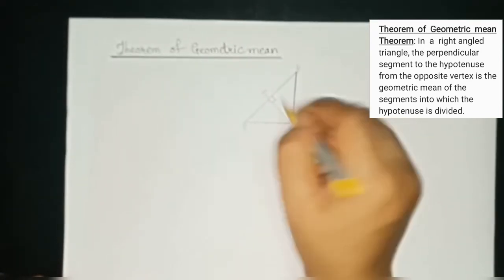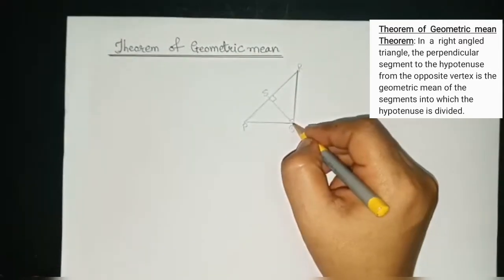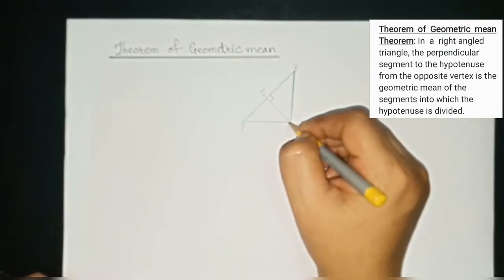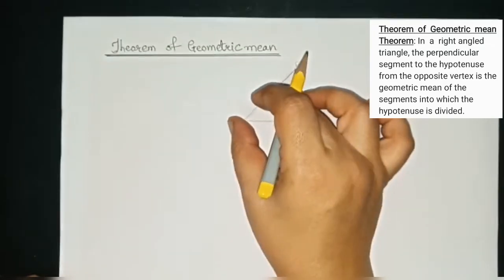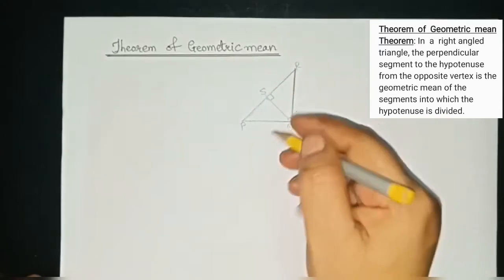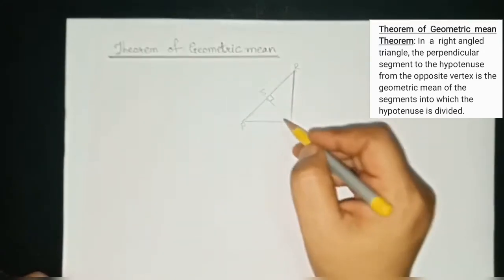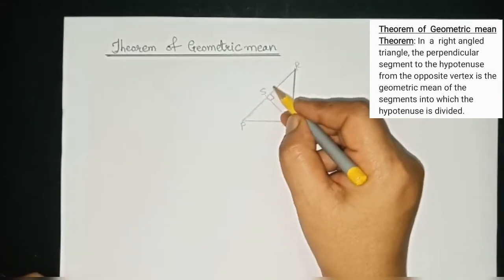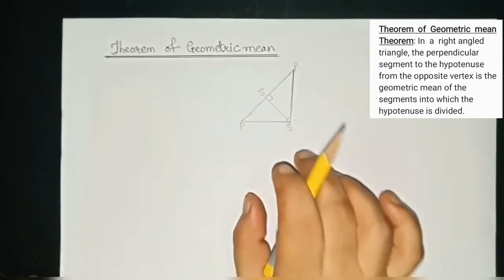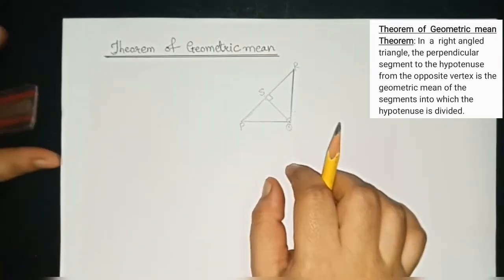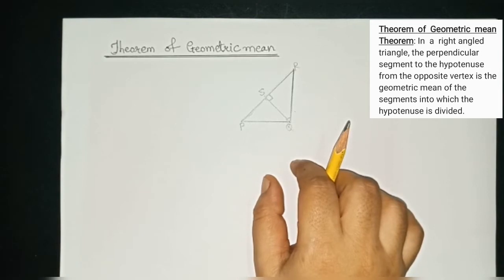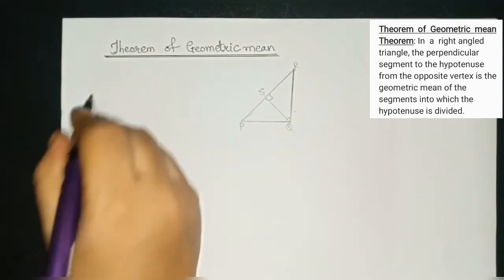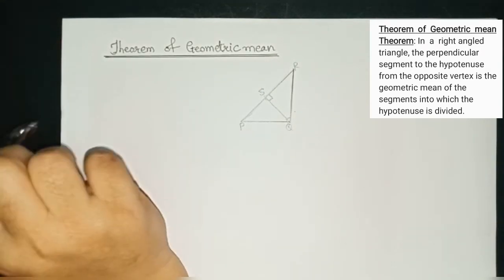So the theorem of geometric mean is that this perpendicular which is drawn on the hypotenuse is the geometric mean of PS and RS. What does geometric mean mean? QS square will be equal to the product of PS and RS. This we have to prove. This is the theorem. So first we will have to write the given part. Let us write the given part over here.